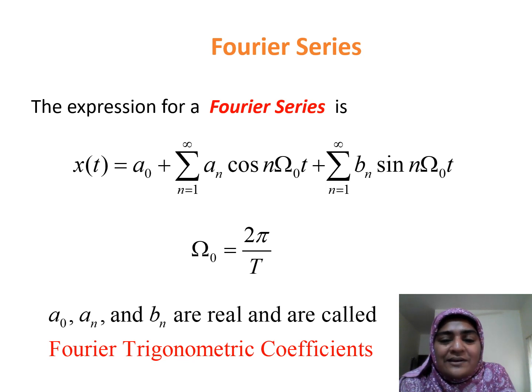Anyway, we will see the equation: x of t equal to a0 plus sigma n equal to 1 to infinity an cos n omega 0 t plus sigma n equal to 1 to infinity bn sin n omega 0 t, where omega 0 equal to 2 pi by T. T is the period of the function, and a0, an and bn are real and are called Fourier trigonometric coefficients.